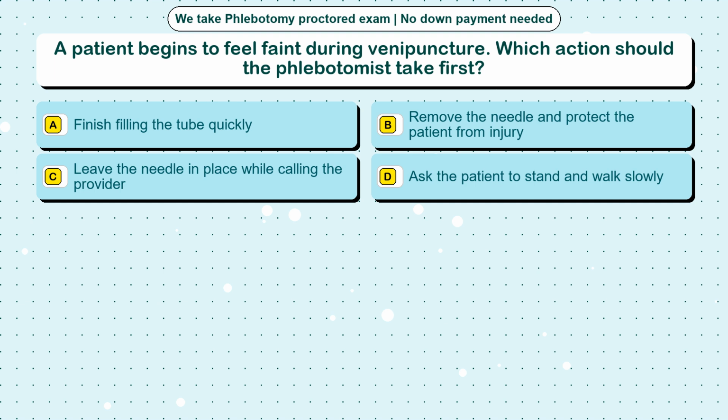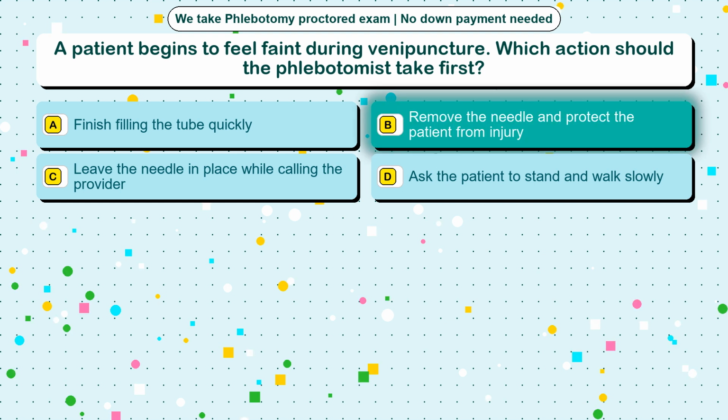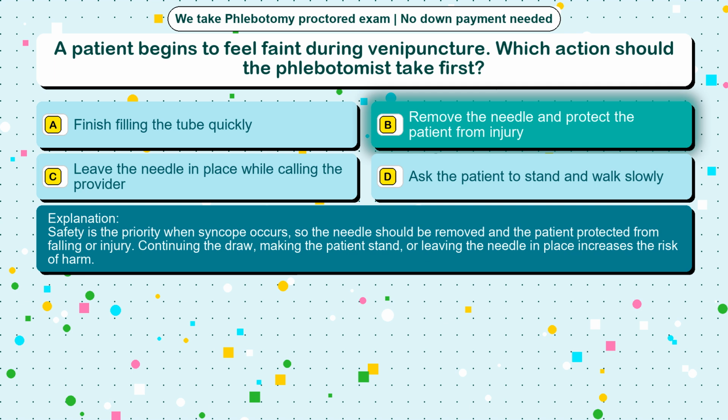Option C. Leave the needle in place while calling the provider. Option D. Ask the patient to stand and walk slowly. The correct answer is option B. Remove the needle and protect the patient from injury. Safety is the priority when syncope occurs, so the needle should be removed and the patient protected from falling or injury. Continuing the draw, making the patient stand, or leaving the needle in place increases the risk of harm.